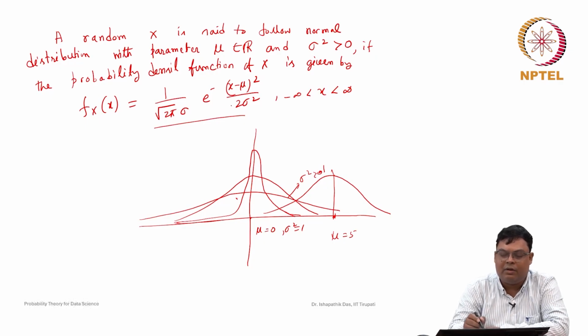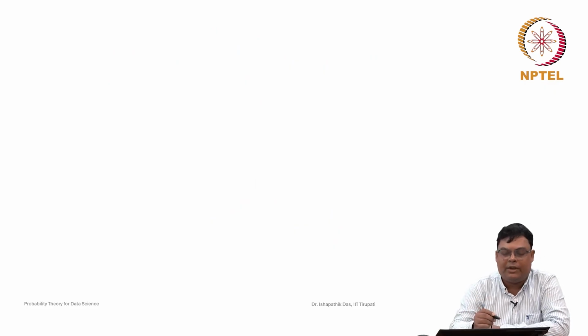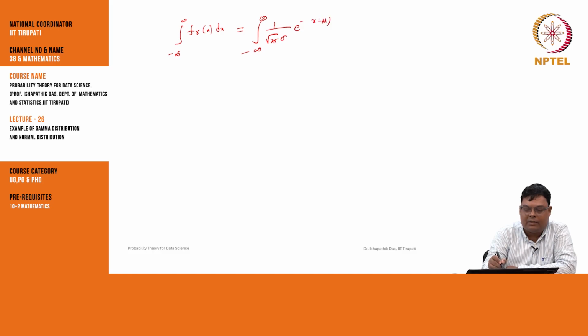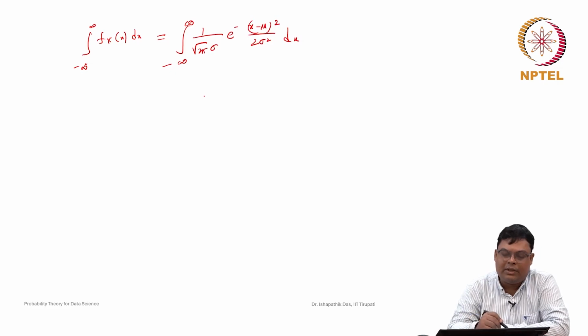Now, we want to check whether this is a probability density function. It is always greater than or equal to 0, since e to the power of something square is always non-negative, and the rest is a constant. We have to check whether the integral from minus infinity to plus infinity of f(x) dx is equal to 1 or not. So, this is equal to the integral from minus infinity to plus infinity of 1 by root 2 pi sigma e to the power of minus (x minus mu) whole square by 2 sigma square dx. Now, how will we do this integration?